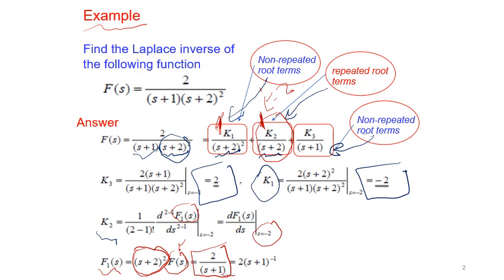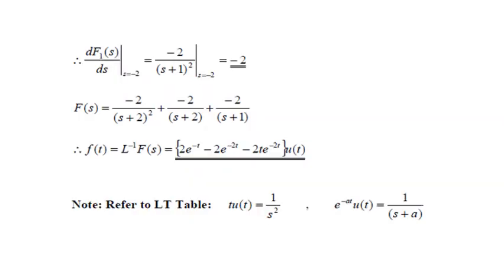Now we will find its derivative to satisfy this element. Let's see in the next slide. So here df1/ds, when we calculate it, is equal to minus 2 over (s+1)^2. So we will solve this value at s equal to minus 2. We will find that it's equal to minus 2.